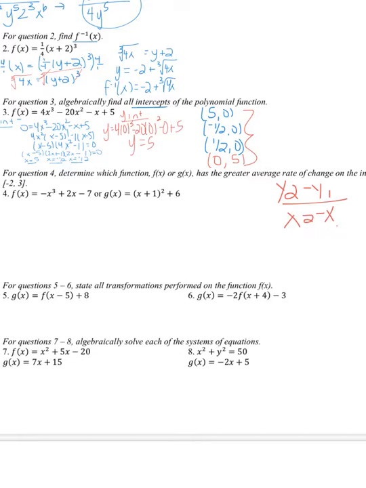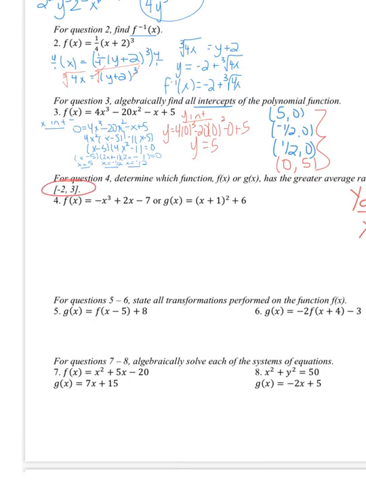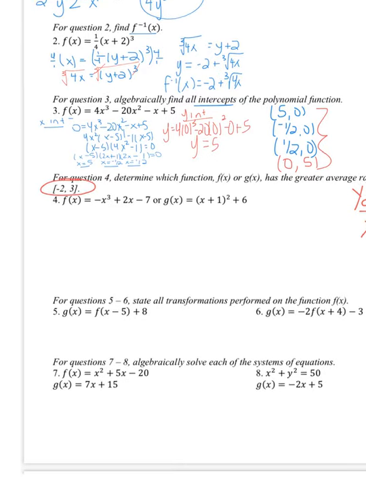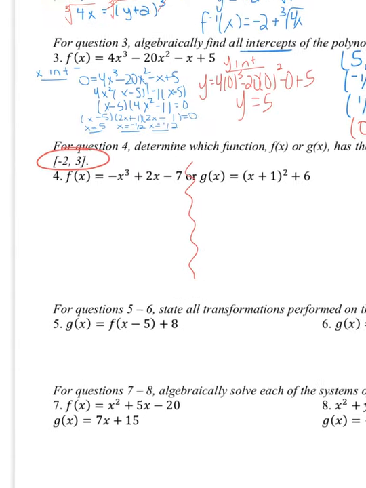Make sure you put the x's in the bottom, the y's go in the top. And it gives you your interval here, -2 to 3. So what that means, right, so I'll split this up this way. You have to find the slope for f of x, the slope for g of x, and then compare the two of them. See which one's bigger.